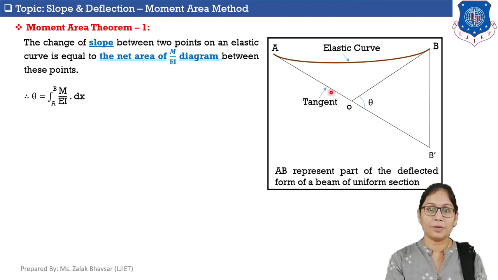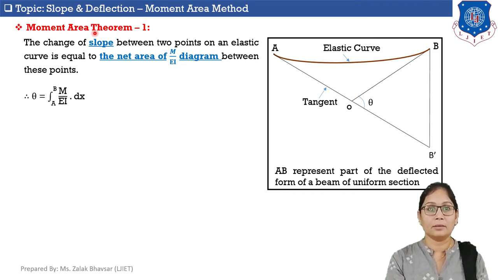So, here in this figure, elastic curve AB represents part of the deflected form of a beam of uniform section. Lines AB dash and BB dash are tangents from point A and from point B respectively, and the intersection of these tangents represents slope theta. Line BB dash is the deflection at point B.